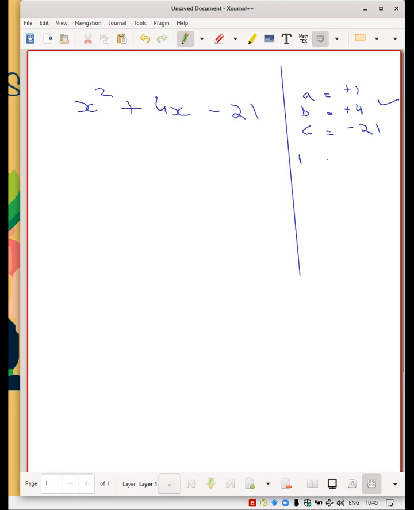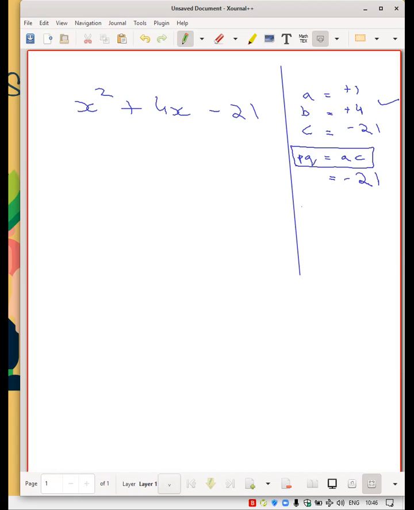Next thing, we're going to find PQ, which is equal to A into C. What are we going to do? We're going to find PQ, which is equal to A into C. What is A into C? Krishna? Plus 1 into minus 21 will be? Minus 21. Minus 20? Minus 21, Krishna. How 20? We're doing product, A into C, not A plus C. Remember we said we want the product which is equal to A into C?